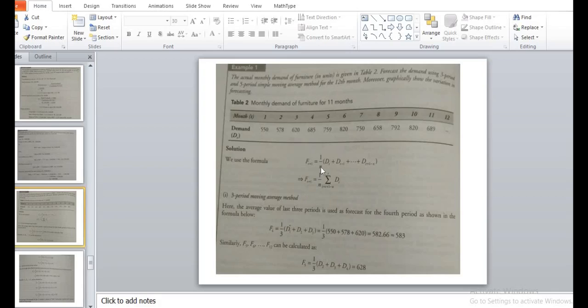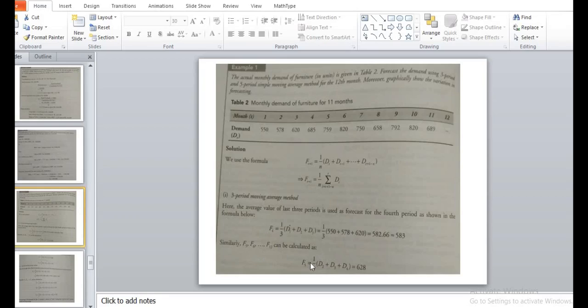N is related to the number of periods. We consider 3 periods or 5 periods: for 3 periods it is 3, for 5 periods it is 5. So 1/3 (d1 + d2 + d3), where d3 is 620, and we get 583. This is the forecasting demand value for the 4th month.